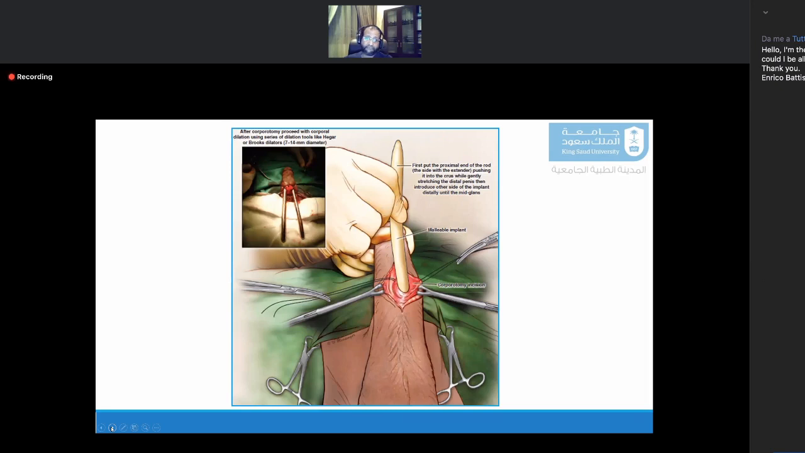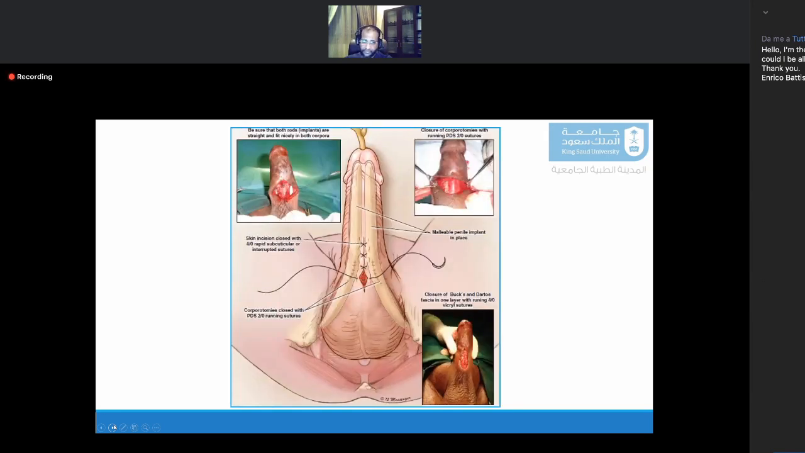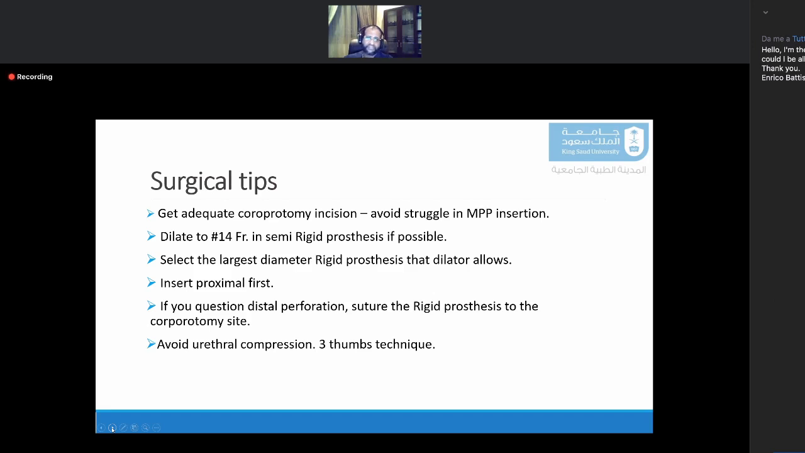The usual way to introduce the rods when you go through the penoscrotal or the vertical midline incision is to introduce the proximal part of the rod first before the distal part. This is just to make your insertion easier. And as I said before, you have to have a very generous corporotomy length, at least, in my practice, 3 centimeters. Next slide, please. And this is how it looks after you insert the rods.